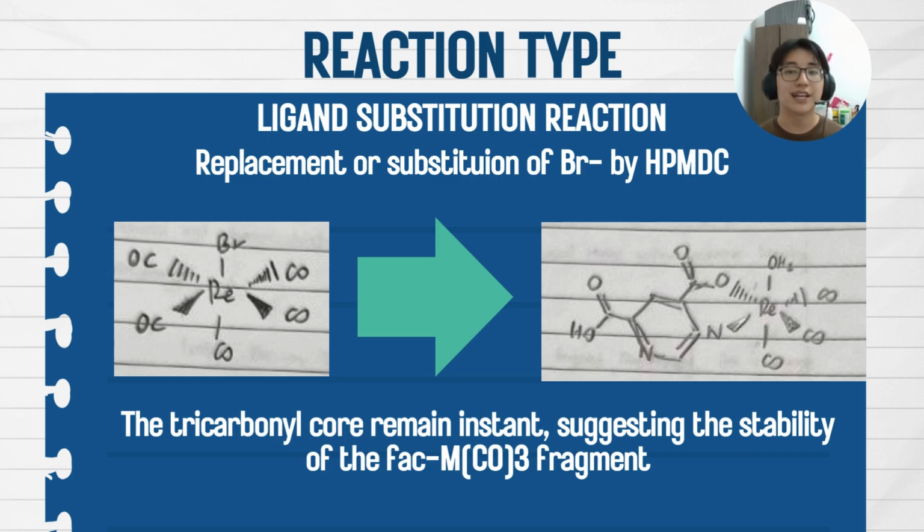Okay, so now we will proceed with the reaction types of the metal complex that they will undergo. One of them is the ligand substitution reaction. This is because we can see that the bromine ligand is replaced by HPMDC as shown on the slide. So the bromine will be replaced, and meanwhile the tricarbonyl core will remain intact, suggesting the stability of the carbonyls connecting to the center metal ion.